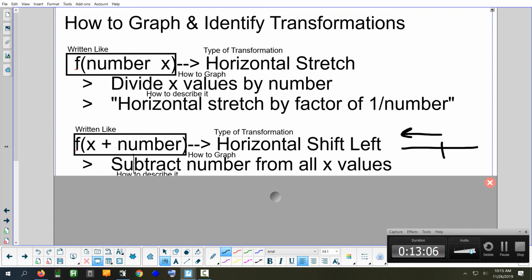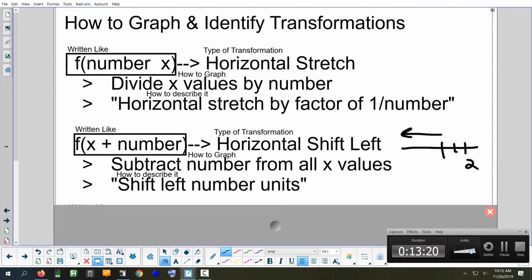Right? So if you've got the number 2 on a number line, and you wanted to move to the left, the only way I can move to the left is if I subtract a number from it. I have to make it smaller. And the way you describe it is you just say shift left, whatever. Shift left 2 units, or shift left 1 unit.